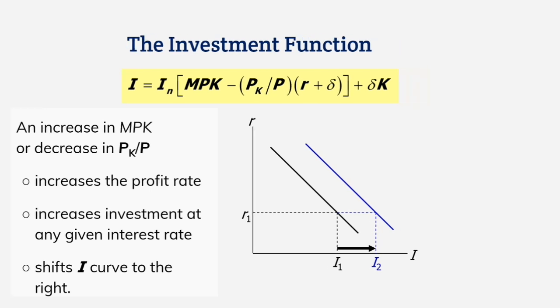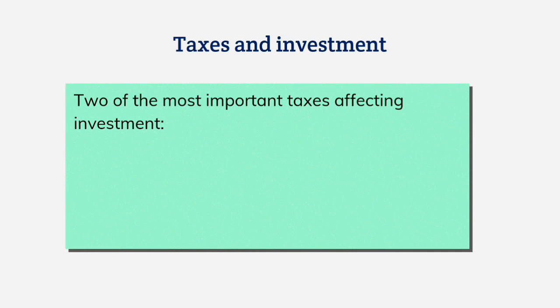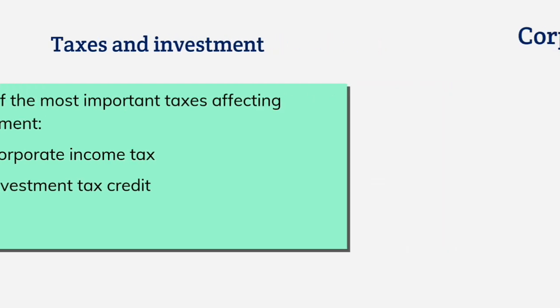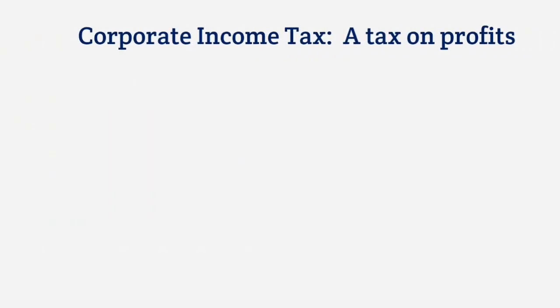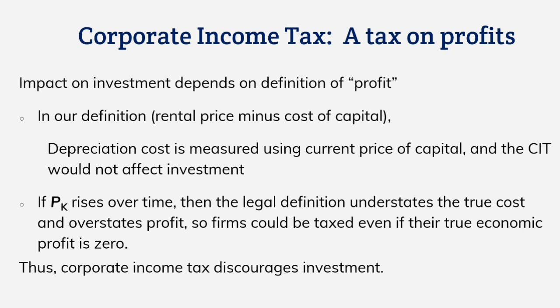Taxes and investment. Here, we consider two of the most important provisions of corporate taxation. The first is the corporate income tax and the second is the investment tax credit. The corporate income tax is a tax on corporate profit. The investment tax credit is a tax provision that reduces firm taxes by a certain amount for each dollar spent on capital goods.